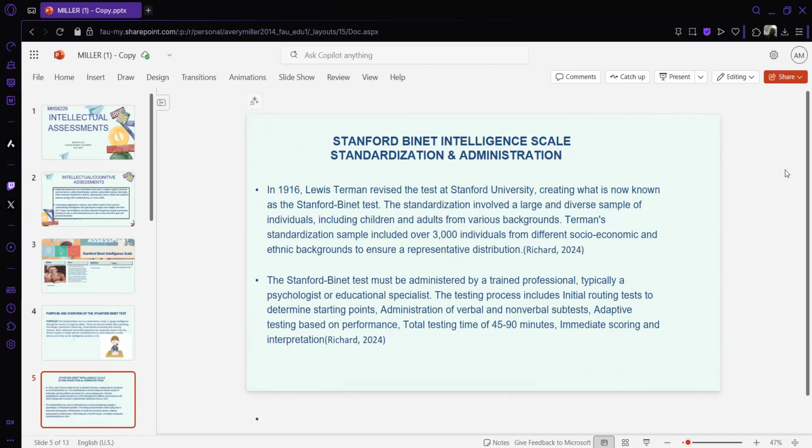A Stanford Binet test must be administered by a trained professional, typically a psychologist or an educational specialist. The test process includes routine testing to determine starting points, administration of verbal and nonverbal subtests, and adaptive testing based on performance, and testing time is 45 to 90 minutes. Immediate scoring and interpretation is recommended right after the completion of the test.